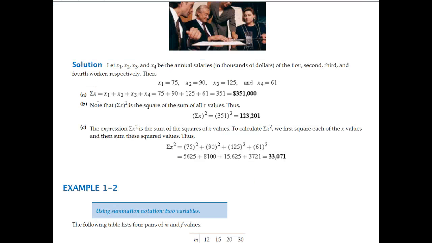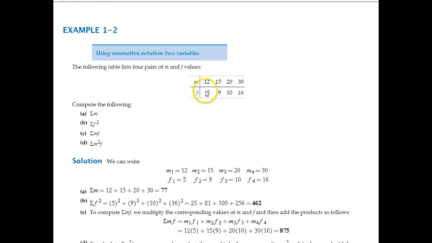Okay? And here's another example. And here, we have some M values and some F values. F usually stands for frequency, but right now it doesn't stand for that. Anyway, so if you wanted to do sigma M, what would you do? You'd add those up, right? And if you did sigma F squared, what would that be? Square this, square this, square this, square this, and add them, right?